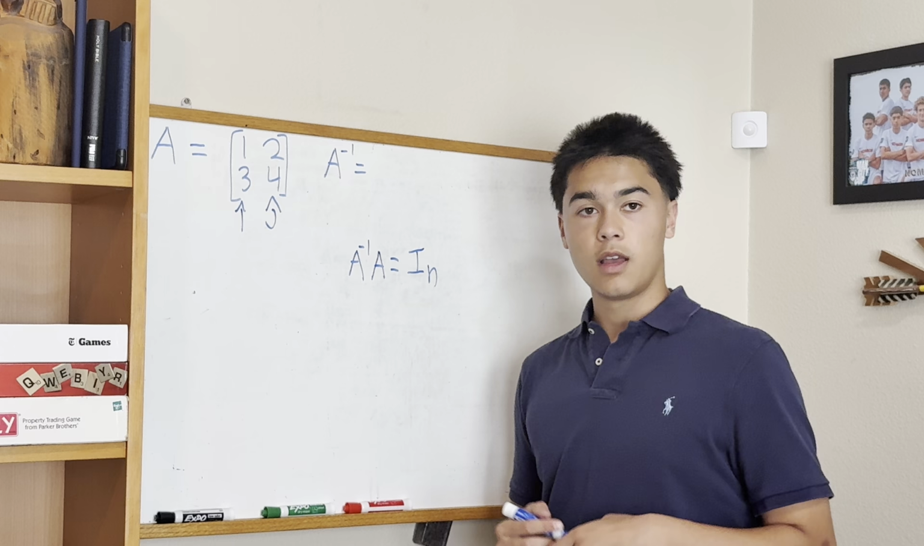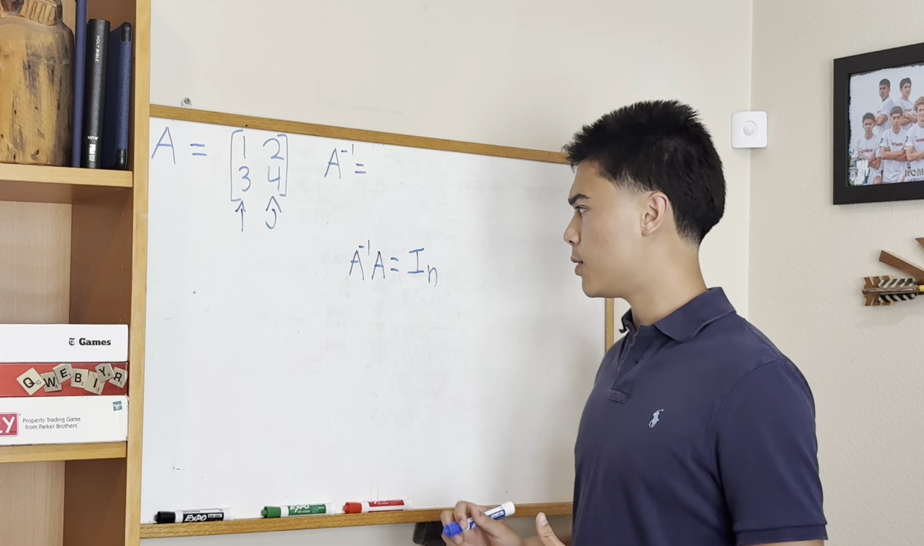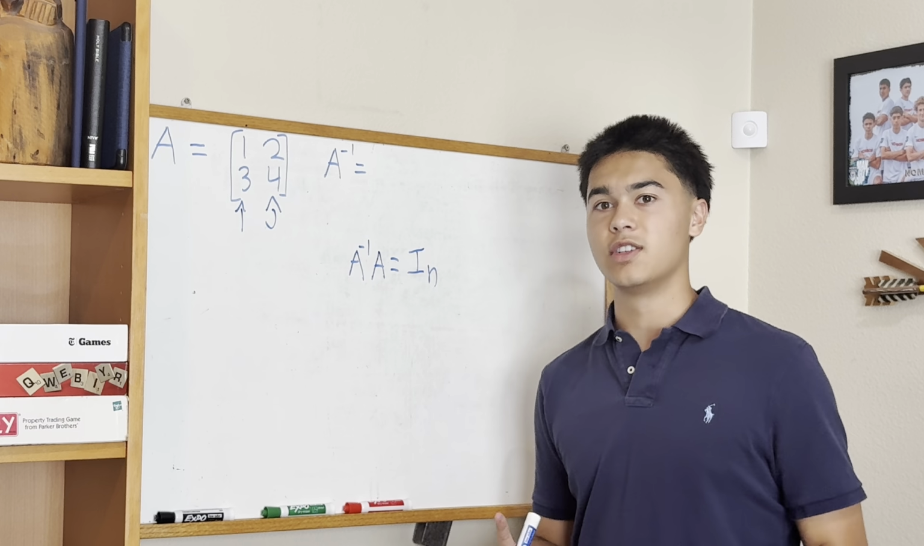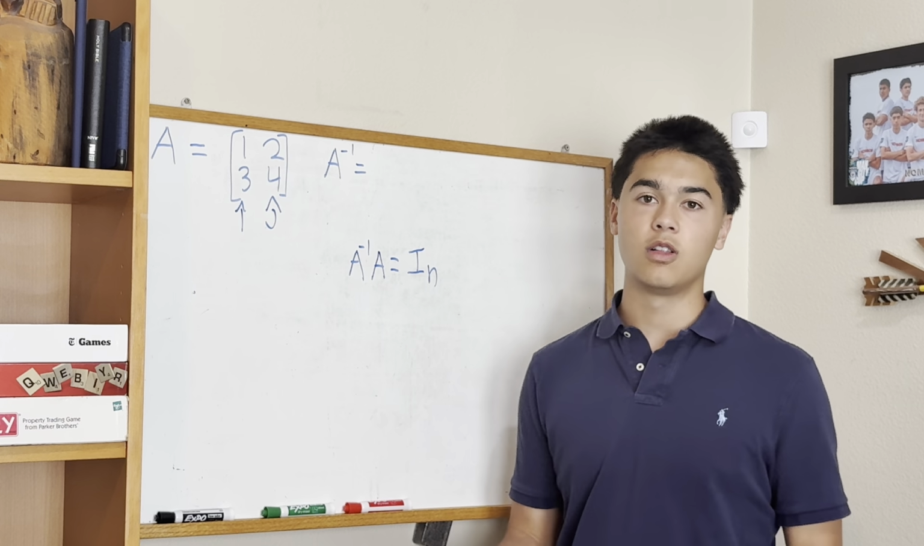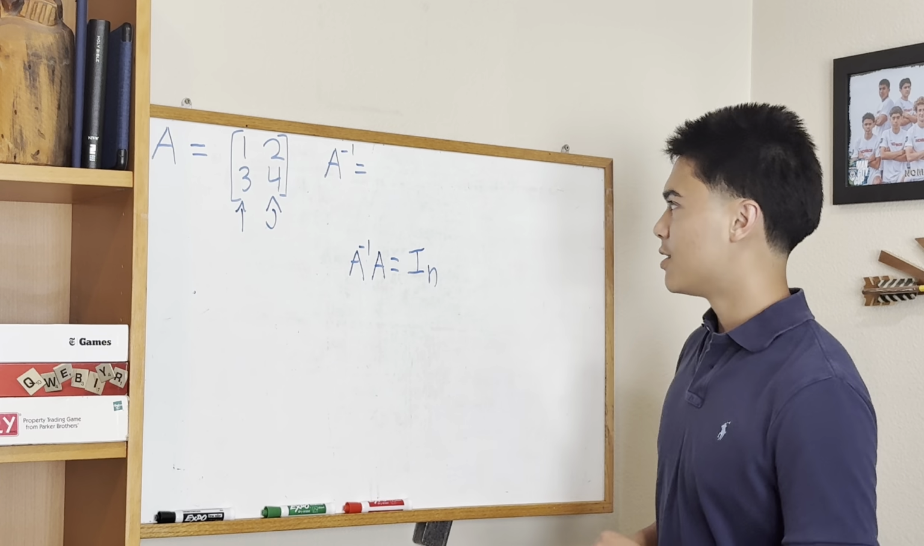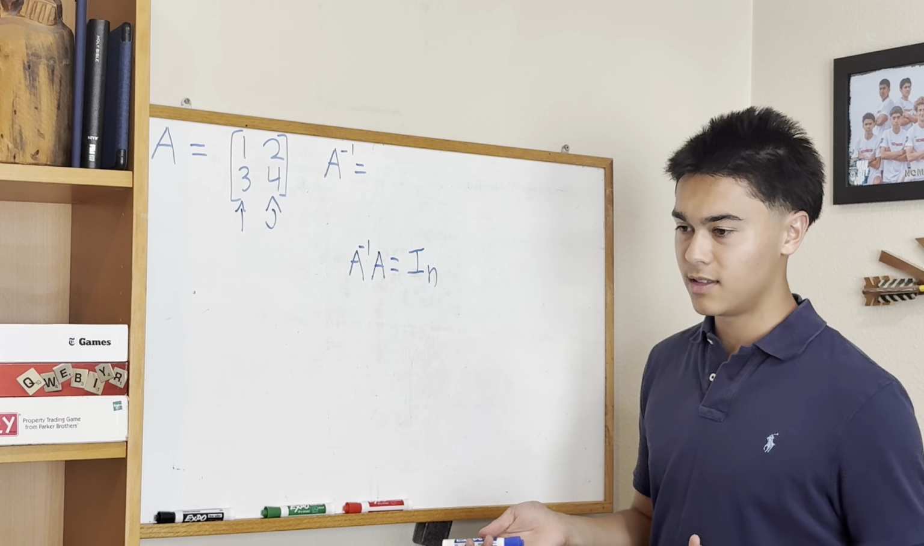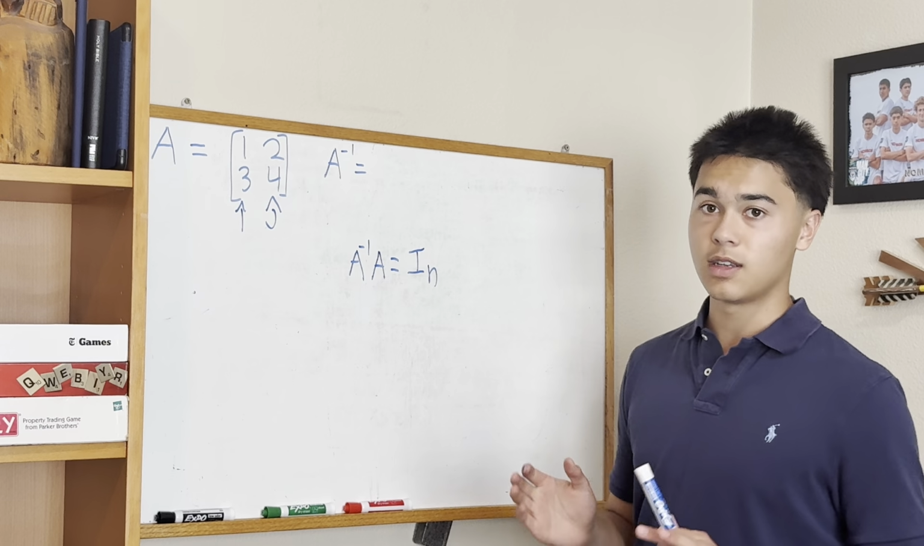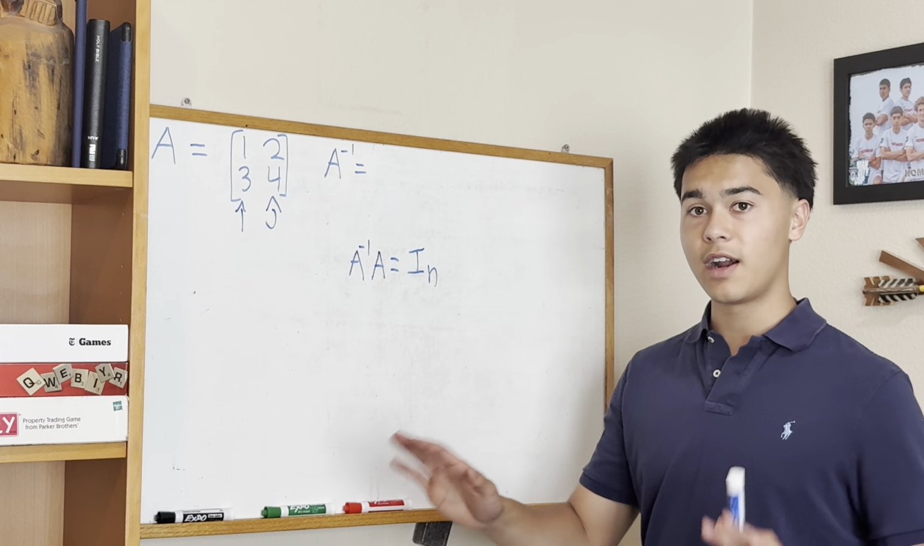So a matrix is invertible if it is square and if it is a bijection. That means its columns are linearly independent. So how do we find these inverse matrices? Well, for a 2x2 matrix, it's pretty simple, but it's different for higher dimensions.